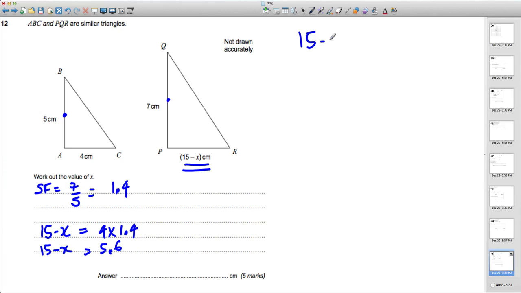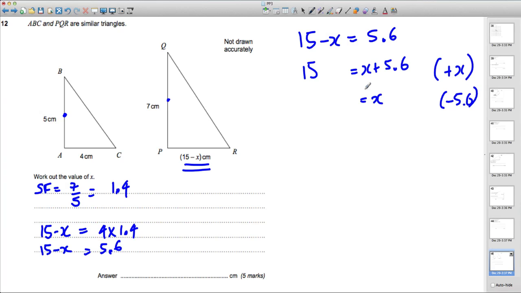So let's keep that working going over here. I think the easiest way to do these is to add x to both sides. So 15 would be x plus 5.6. Then take away the 5.6. x would therefore be 15 take away 5.6, which would be 9.4.